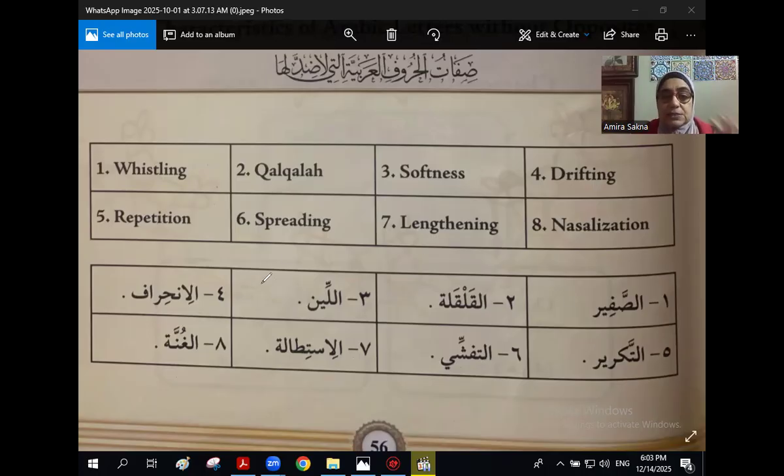They are characteristics of some Arabic letters, not all. For example, whistling is only for sin, sad, zay; qalqalah is for ba, jim, dal; softness is for waw sakinah and ya sakinah preceded by a fatha, etc. Fine? Fine.